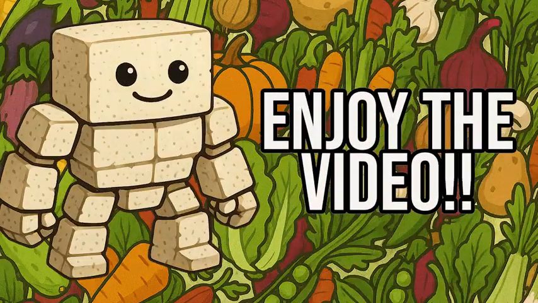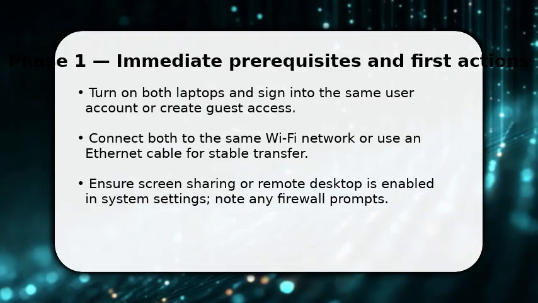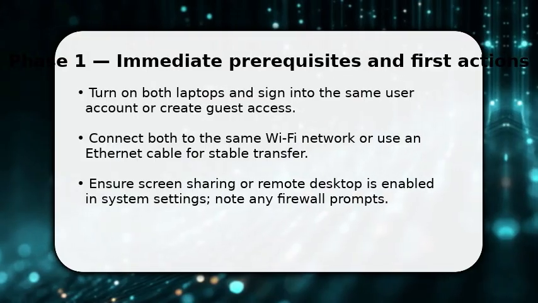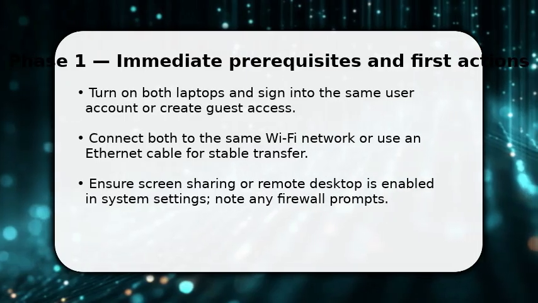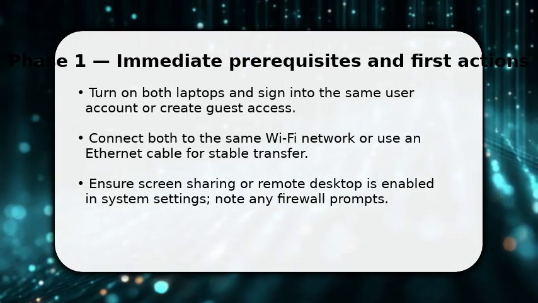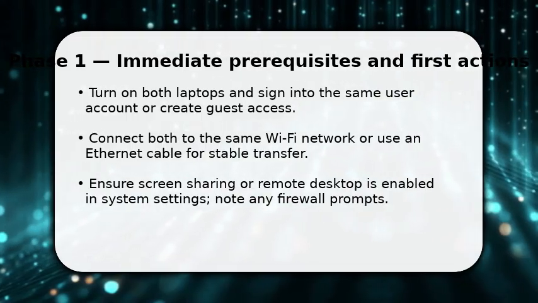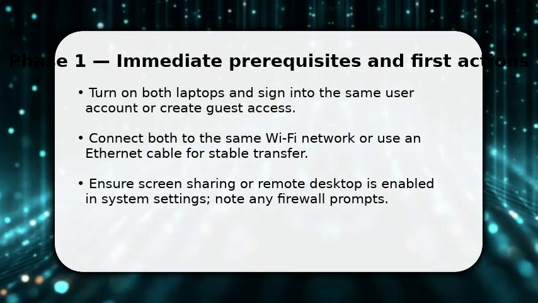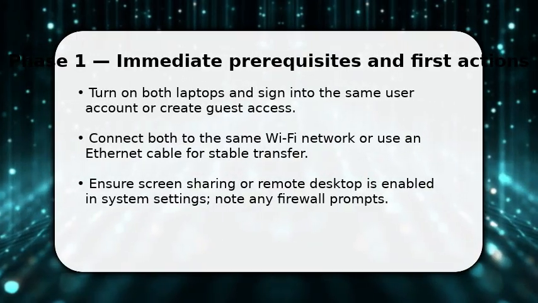Please enjoy the video. You begin now by enabling the essentials. On each laptop, open System Settings and turn on Screen Sharing or Remote Desktop. Grant permissions when prompted. Once done, make sure both machines are on the same Wi-Fi network or plug an Ethernet cable for stability. You should also check the firewall. Allow the screen sharing app through. This gets you to the first actionable checkpoint so you can start the connection without wasting time on trivial prep.